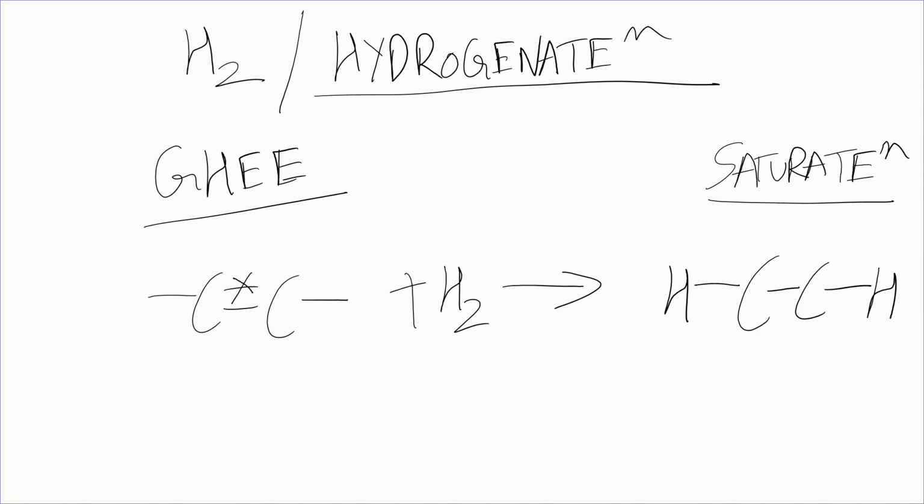So that breakage of bond happens because hydrogen gets added, and as I said, it requires a lot of energy. Yes, it's a double bond, so it will require less energy than breaking a single bond, but it still requires energy. Therefore, production of ghee requires a lot of heat, energy, and so on and so forth.